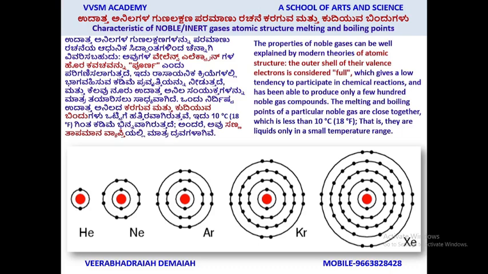The properties of noble gases can be well explained by modern theories of atomic structure. The outer shell of valence electrons is considered full, which gives a low tendency to participate in chemical reactions, and only a few hundred noble gas compounds have been produced. The melting and boiling points of a particular noble gas are close together, less than 10 degrees Celsius or 18 degrees Fahrenheit. That is, they are liquids only in a small temperature range.